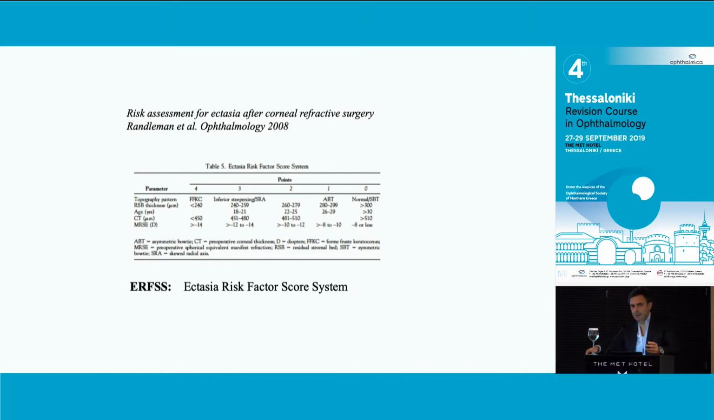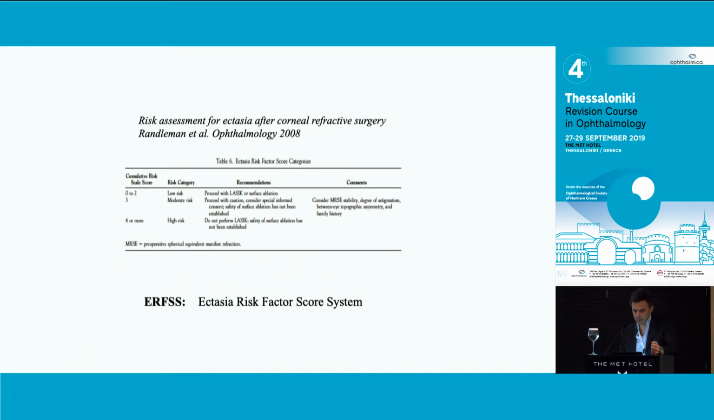Risk of ectasia: as I think was hinted before, there are two seminal papers from Randleman. One looks at the ectasia risk score. It is a relatively old paper, but very useful because it shows you the main factors that you need to look at, of which corneal topography is key.